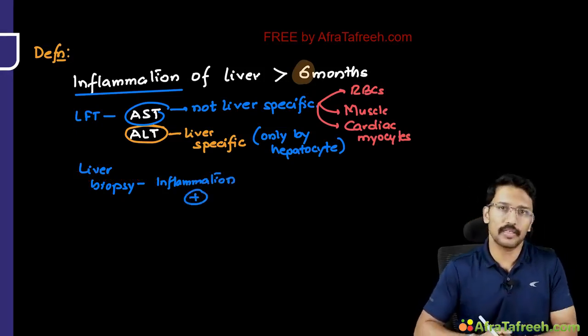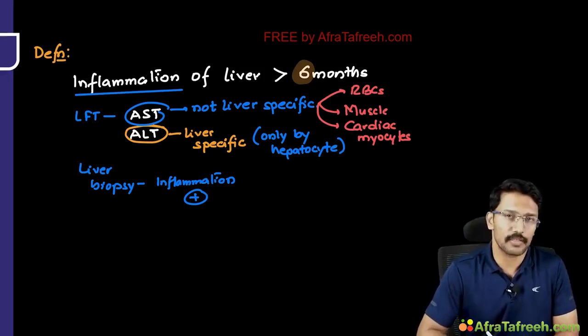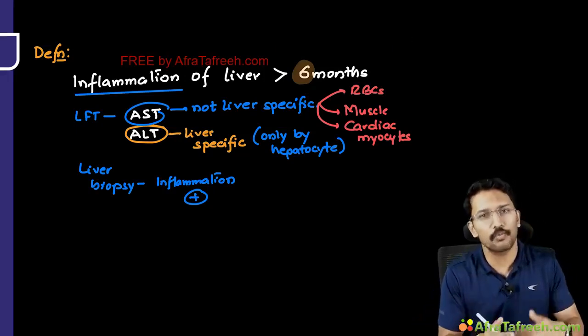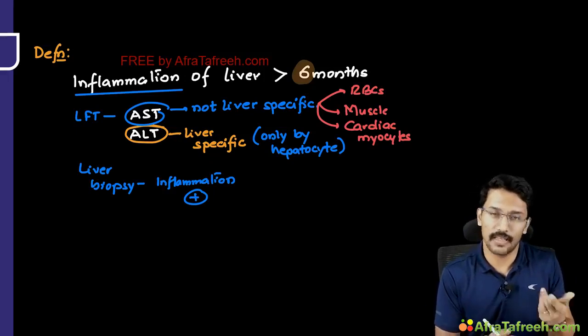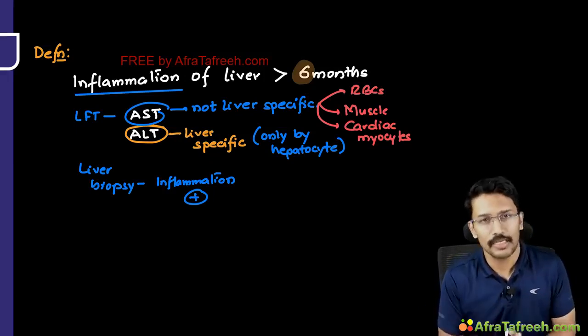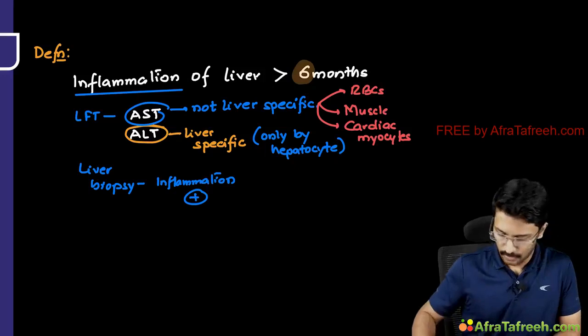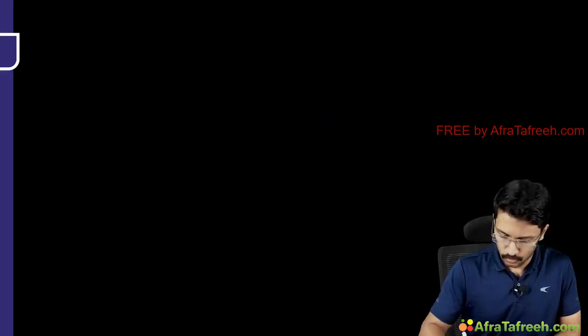Okay, so this is a basic definition of chronic hepatitis, right? Liver inflammation persisting for more than 6 months. Most cases we get to know when we say that the AST or ALT are elevated for more than 6 months. Okay. Now with this definition, let me go to the causes for chronic hepatitis.